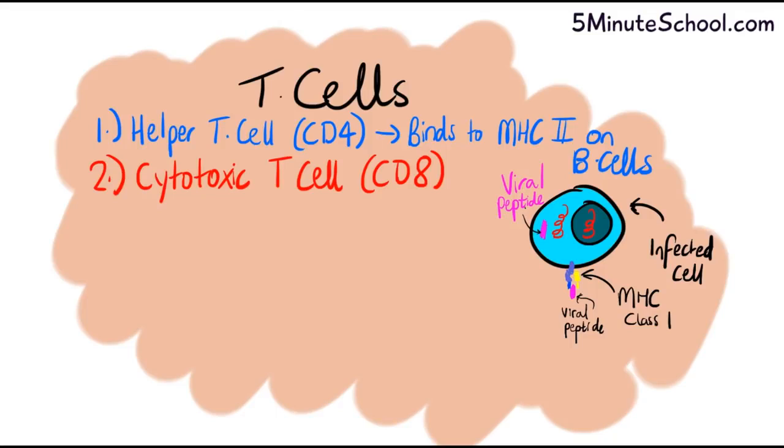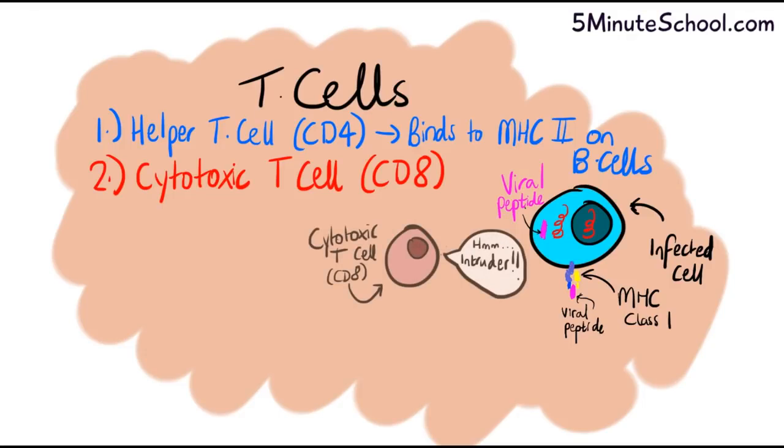Since all cells with a nucleus have major histocompatibility complex class 1 on their membrane, these viral proteins that the infected cell is making are presented by the class 1 major histocompatibility complex molecule on the surface of the infected cell. Even though that sounds very confusing, imagine the infected cell is giving a warning signal by showing the infected proteins on its membrane.